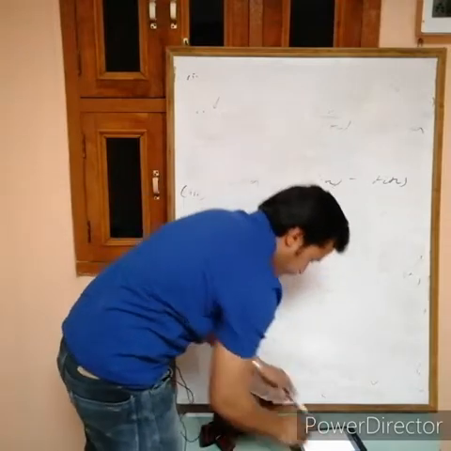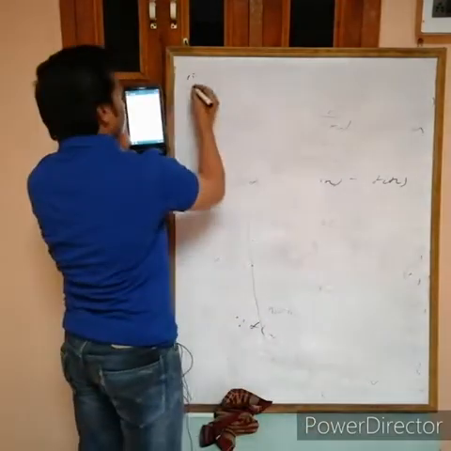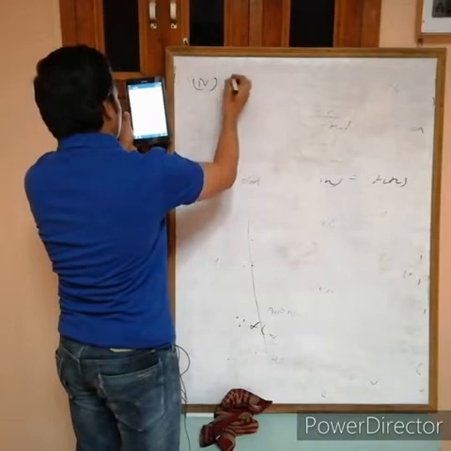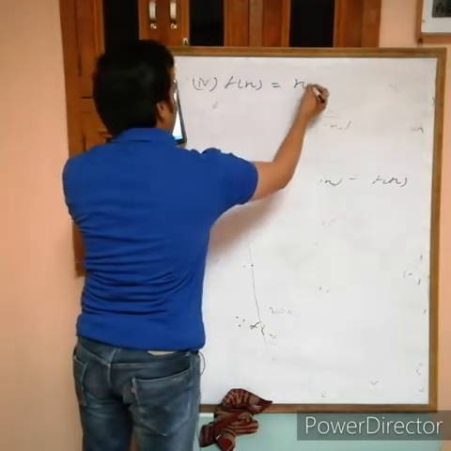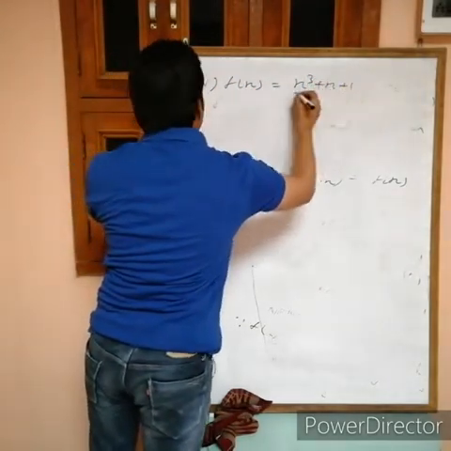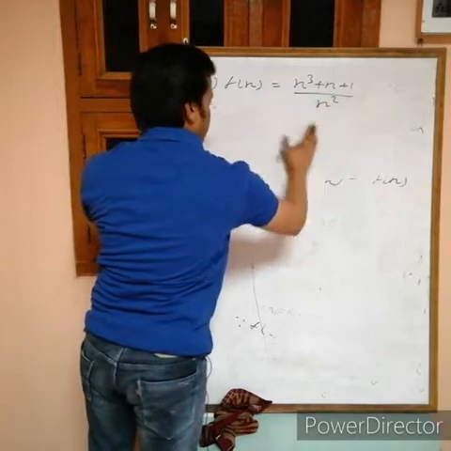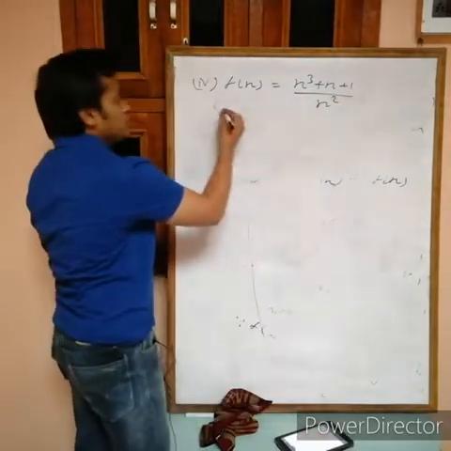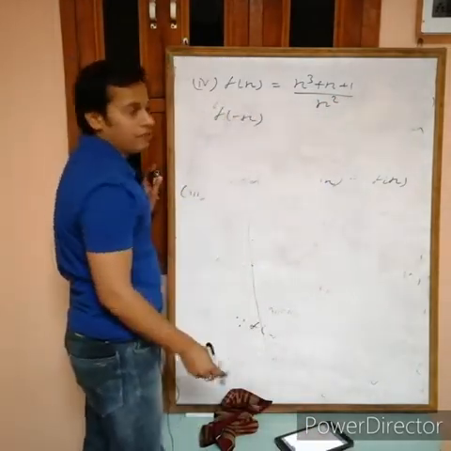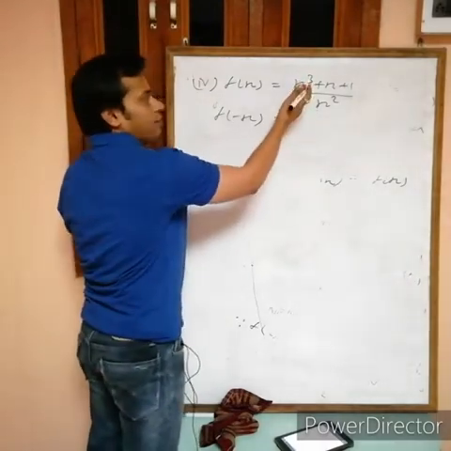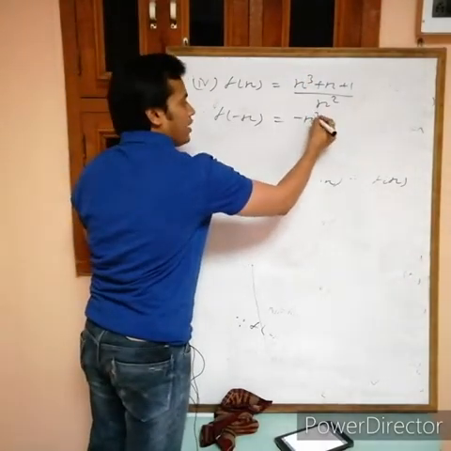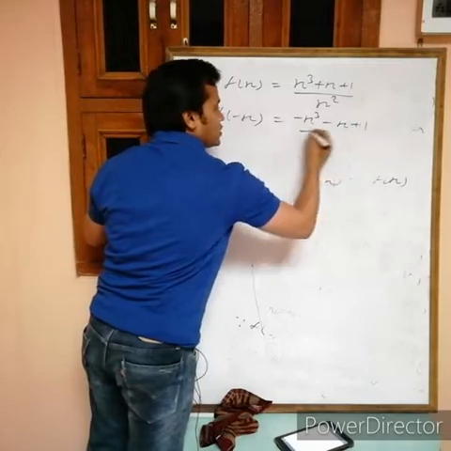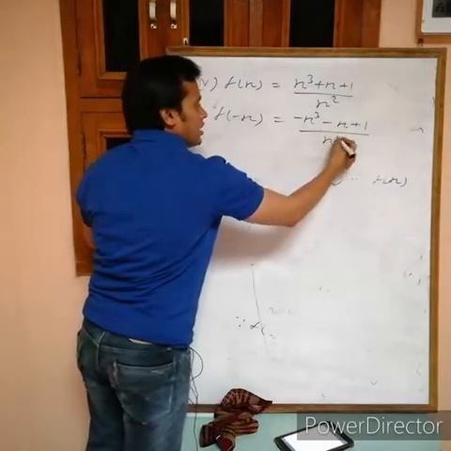Okay, fourth one. f(x) is equal to x cube plus x plus 1 by x square. Now find for this one. Just put x as minus x, f(-x), replace x with minus x. What are we getting? Minus x cube minus x plus 1 by minus x square, which is x square.